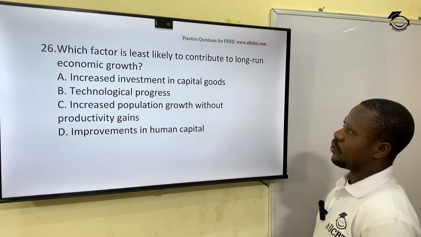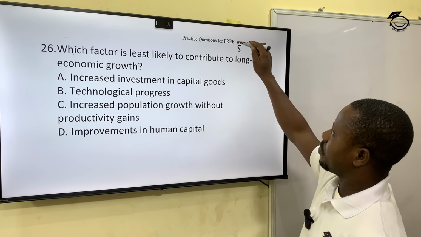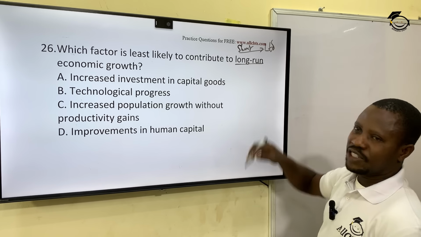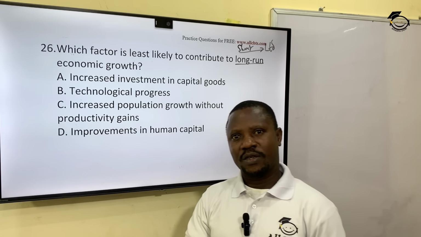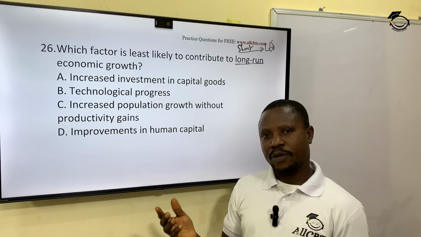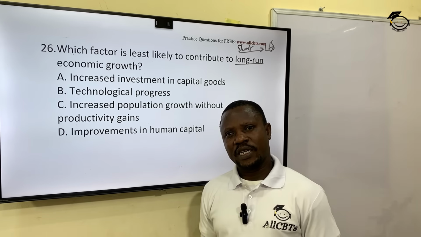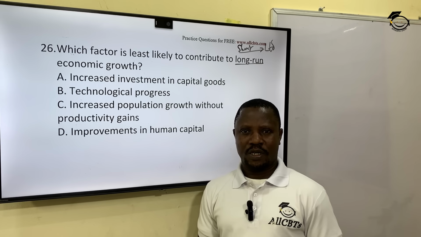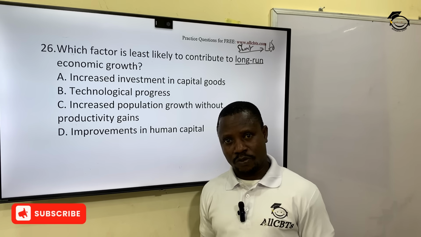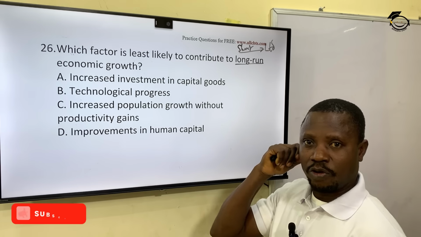Which factor is least likely to contribute to long-run economic growth? You know, we have short run and we have long run. Short run is a limited period of time in which changes may not be observed in the factors of production. That's why we say at the short run, all factors of production, land, labor, capital, and entrepreneur, are fixed. But at the long run, all the changes that are inevitable in the cost of production will take place. So at the long run, eventually, all the factors of production may become what? A variable factor, including land itself, because you can move the factory from Ogun State to Lagos.